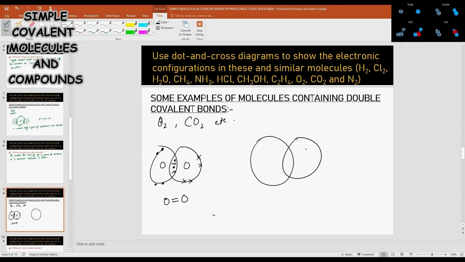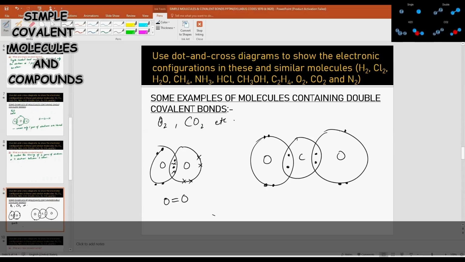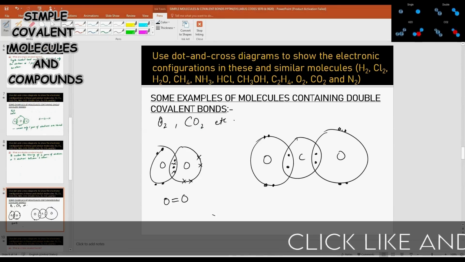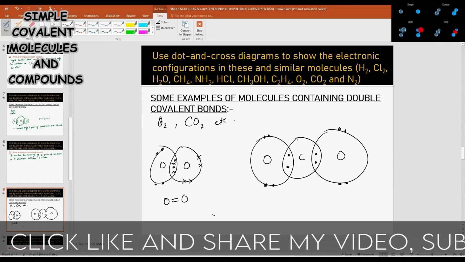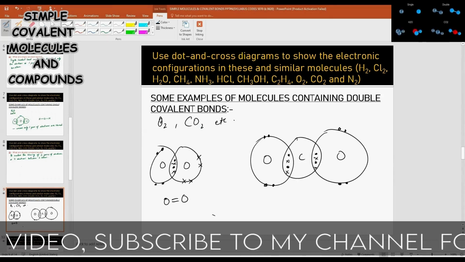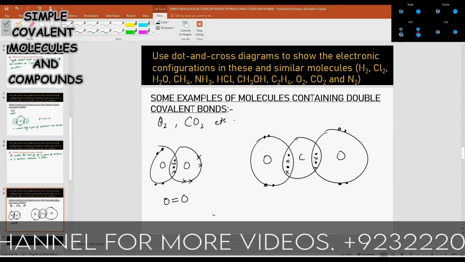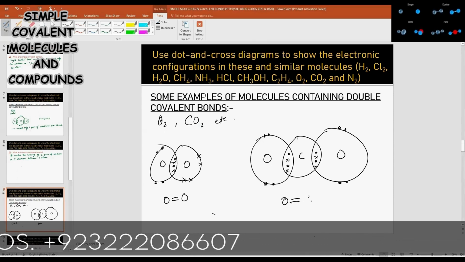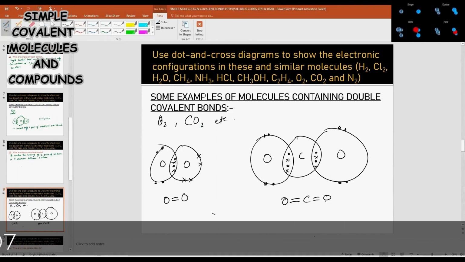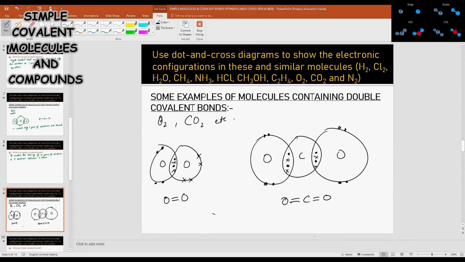This is oxygen, carbon, oxygen. First, I will show the valence electrons of this oxygen: 1, 2, 3, 4, 5, 6. This one, 1, 2, 3, 4, 5, 6. Now we are left with the valence electrons of carbon. It will share 2 electrons with each oxygen atom: 1, 2, 3, 4. The displayed formula for carbon dioxide will be like this: O double bond C double bond O. This indicates that 2 pairs or 4 electrons are shared between carbon and oxygen.